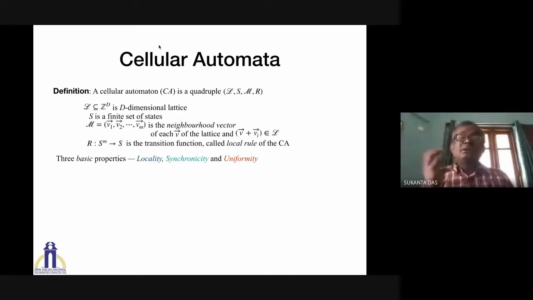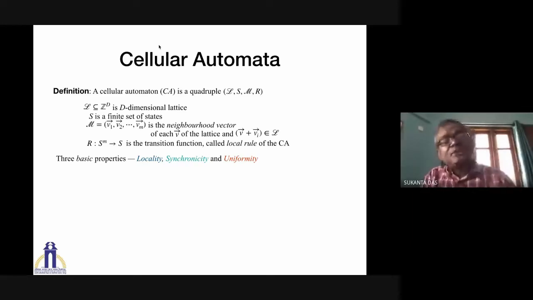And how does R compute? It looks at the states of its neighbors. What is happening outside of that, what is happening over the whole lattice, a cell does not know. In fact, a cell does not want to know. It collects information from its neighbors and computes based on that. That's the locality.